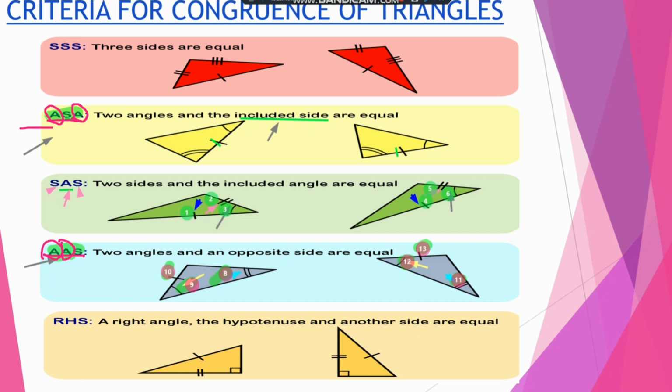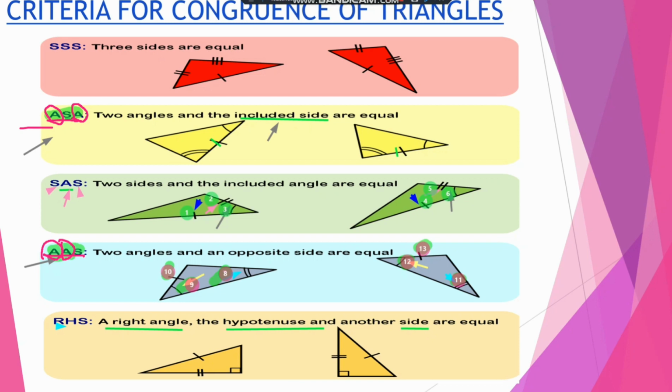Now the fourth condition is RHS. That means a right angle, the hypotenuse and another side equal. As the name says, R is for right angle. So here R denotes right angle, H denotes hypotenuse and S denotes a side. So that is how it is RHS.